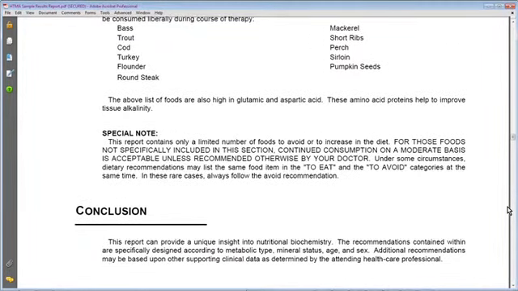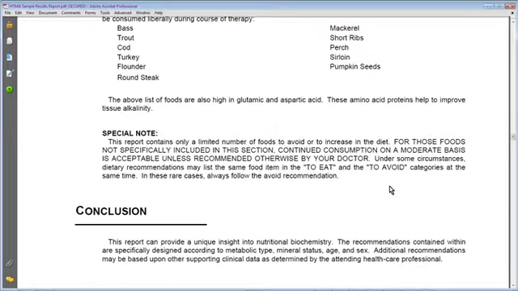this report contains only a limited number of foods to avoid or to increase in the diet. For those foods not specifically included in this section, continued consumption on a moderate basis is acceptable unless recommended otherwise by your doctor. Under some circumstances, dietary recommendations may list the same food item in the to eat and the to avoid categories at the same time. In these rare cases, always follow the avoid recommendation.